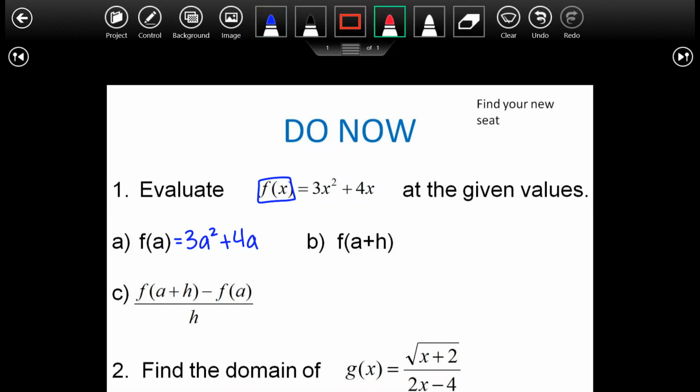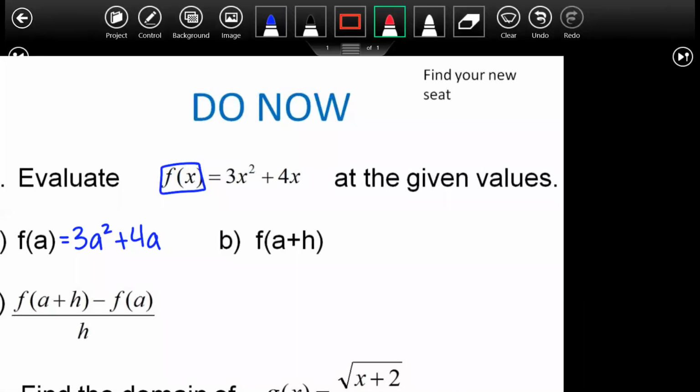The other one I'm going to do all in one expansion at the same time, so bear with me. You should be able to get it just by distributing and FOILing. We should get 3a squared plus 6ah plus 3h squared plus 4a plus 4h. Kind of a bigger one there.